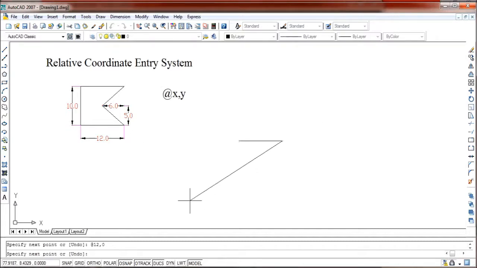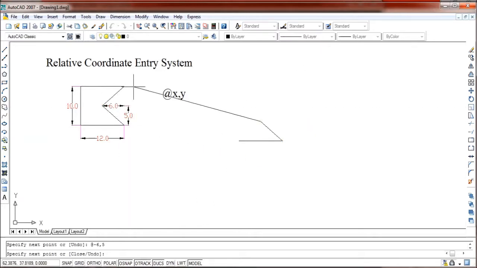So the next point should be at @-6,5, that is 6 towards the negative x-axis, then 5 towards the positive y-axis, then press the enter key. Now I get this point. Now the reference point shifts from this to this, so 0 point is this point now for the next point.